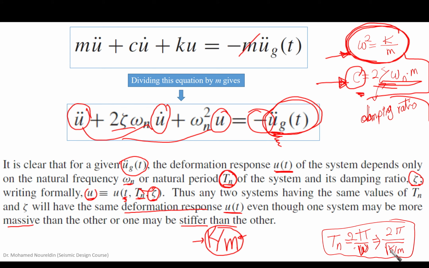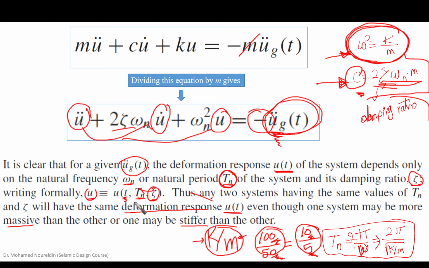This means that if a system has a stiffness of 100 over mass, which is 50, it equals another system having a stiffness of only 10 over mass, which equals 5. Even though the mass here is very huge and the mass here is very small, they are going to have the same response, because the stiffness here is also very huge, but here it's very small. So we're talking about the ratio here.